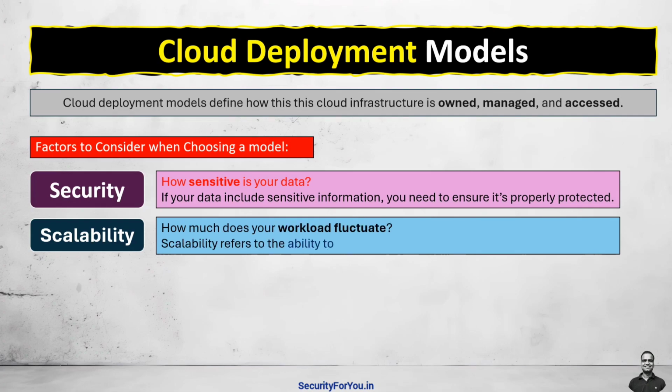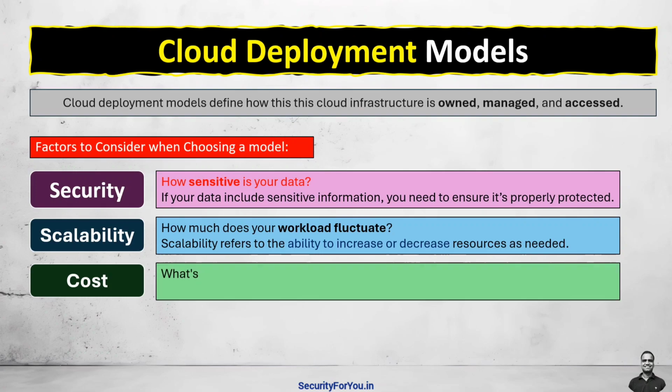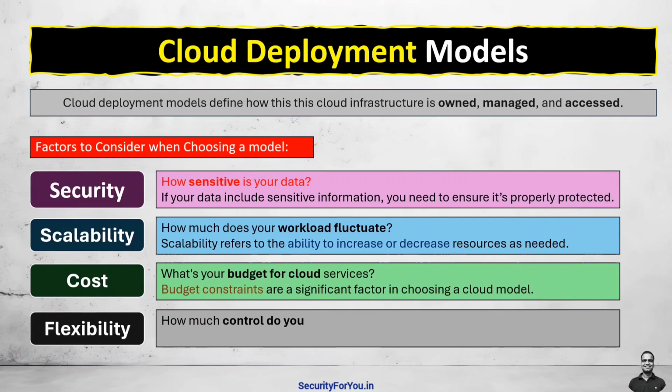Scalability refers to the ability to increase or decrease resources or load as needed. Cost. What is your budget for cloud services? Budget constraints are a significant factor in choosing a cloud model. The cost includes not just the initial investment, but also ongoing operational costs like renewals. Flexibility. How much control do you need over the environment? This includes the ability to customize and manage the infrastructure, right? So let's discuss all the cloud models now.